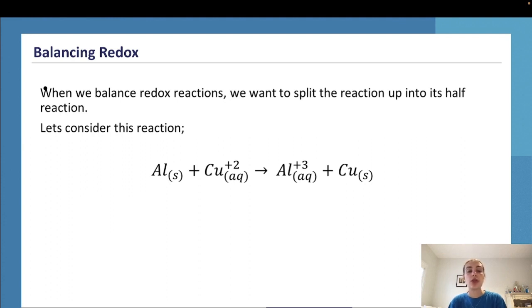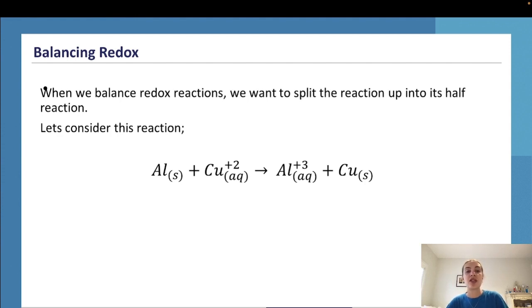So now we're going to go on to balancing some redox reactions. When we balance a redox reaction, we actually want to split up the reaction into its half reactions. That just makes it easier for us to see the reduction reaction and the oxidation reaction. Then we can balance them and combine the reactions back together, which makes it flow a lot better and simplifies the process of balancing it.